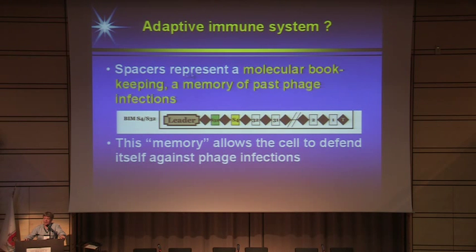So what we thought was that the spacer represents some sort of molecular bookkeeping, a memory of past phage infection. And this memory allows the cell to defend itself against phage infection. So how was the question?